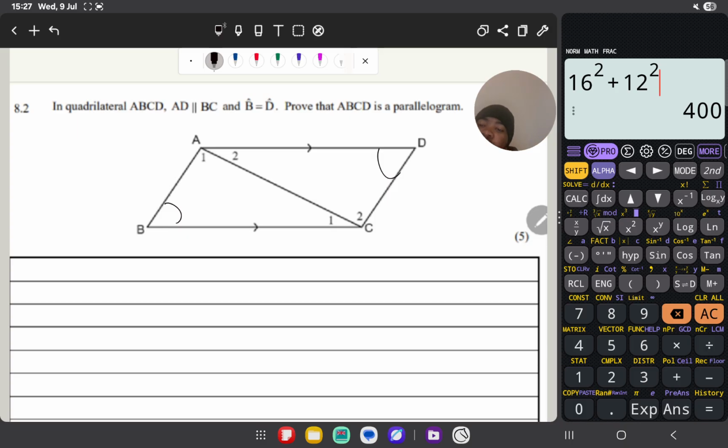So good. Now, we will say in triangle ABC and triangle, or let me start by saying triangle CAD. Here's what's happening. So I will start with angle B equals angle D, given.